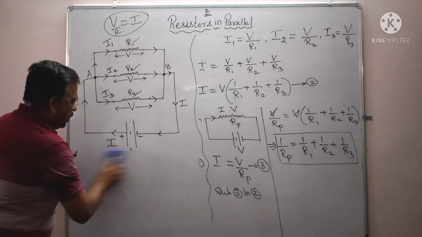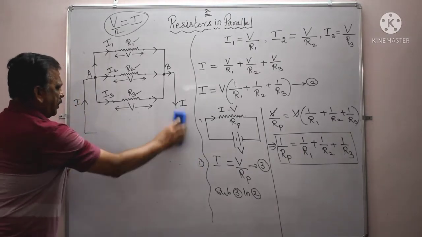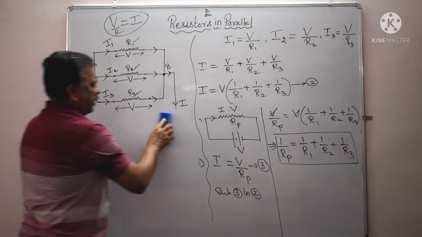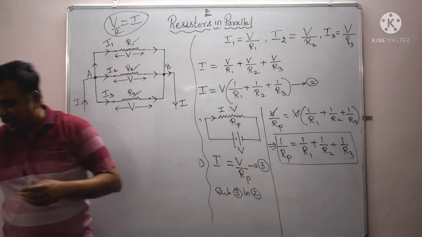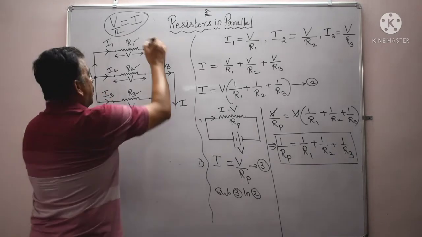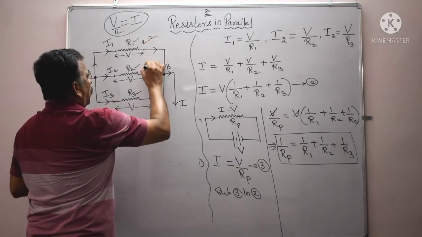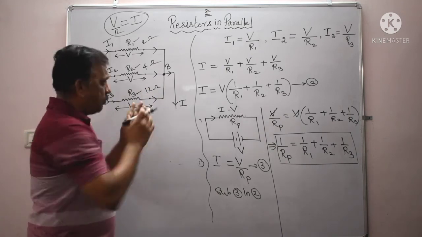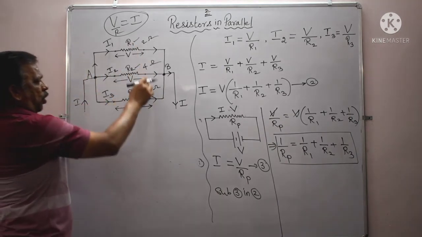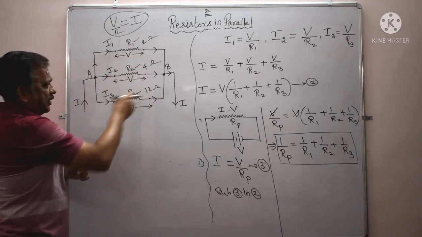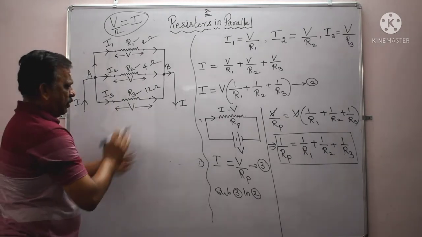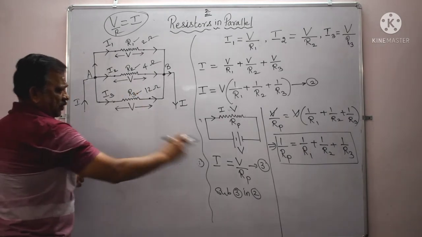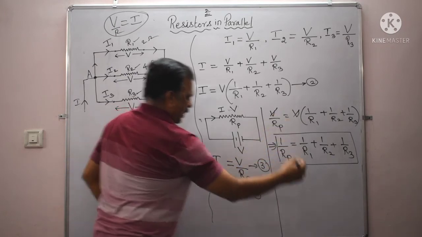Suppose R1, R2 and R3 have the same values that we took in the series combination. Let me take the same values. So 2 ohm, 4 ohm, and I think the third resistance was taken as 12 ohm, if I am correct. So 2 ohm, 4 ohm and 12 ohm. These three are connected in parallel. Let me find the effective resistance. To find the effective resistance, first let me use this formula. Let me take it as number 4.